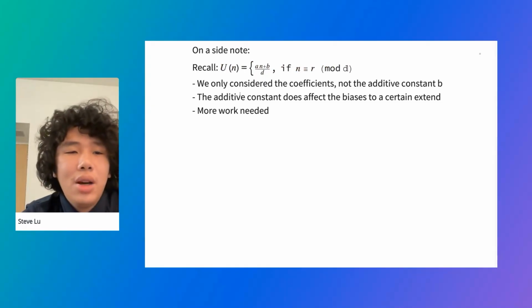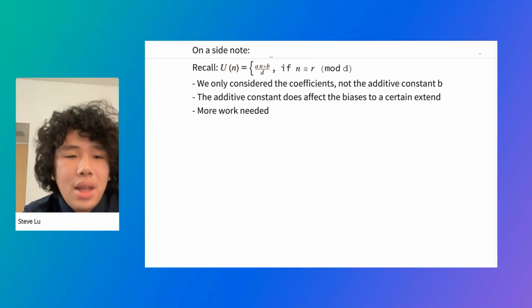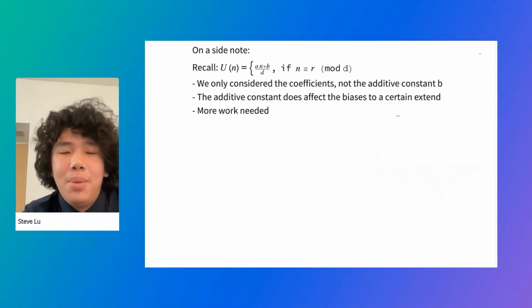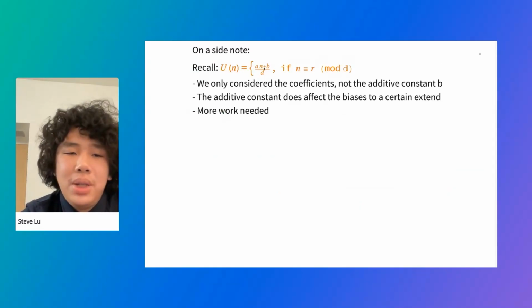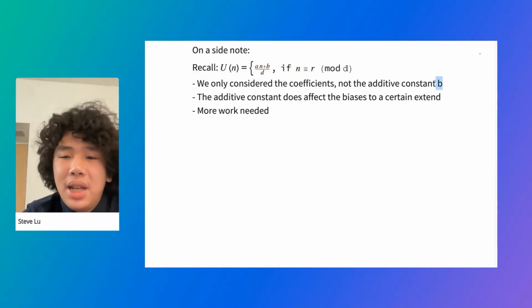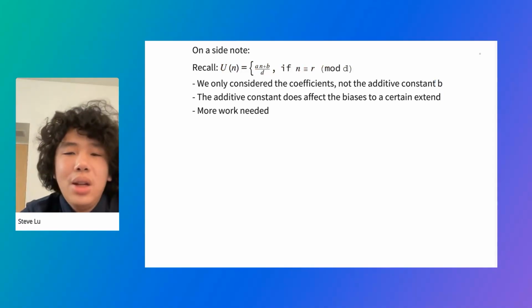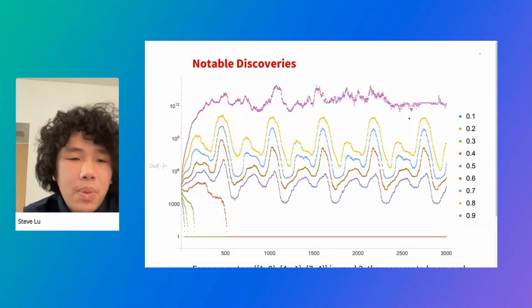And also on a side note, you may notice that our bias only takes in the coefficients, but from my experimentation, the additive constant b, in the an plus b divided by d part, does affect the behaviors of the function, as you will see later. But since it doesn't really affect it that much, it's within the given acceptable range. So we just use the coefficients as the approximation. But more work could be put into making a better bias function.